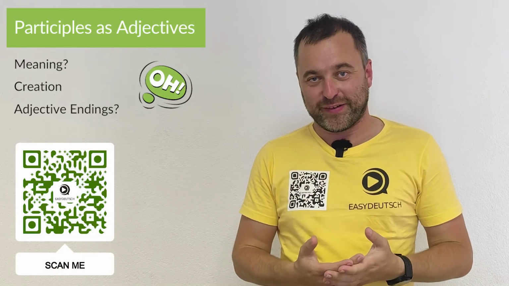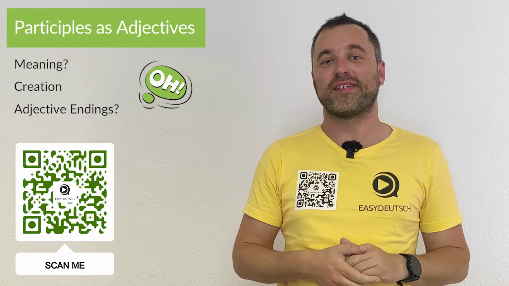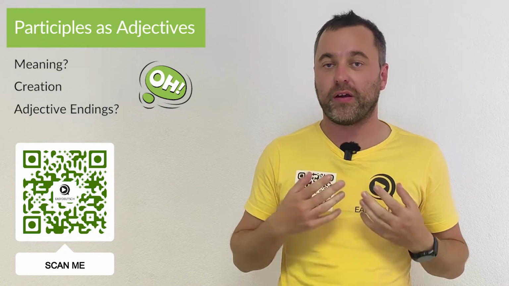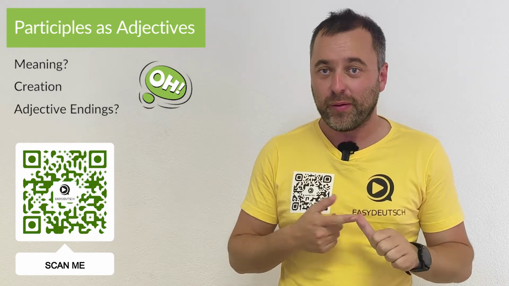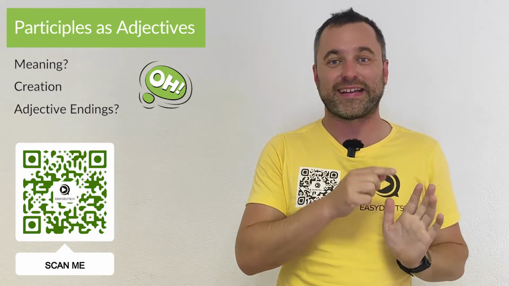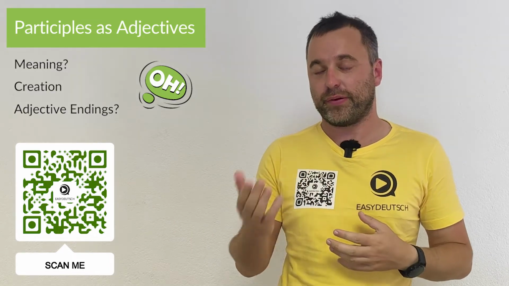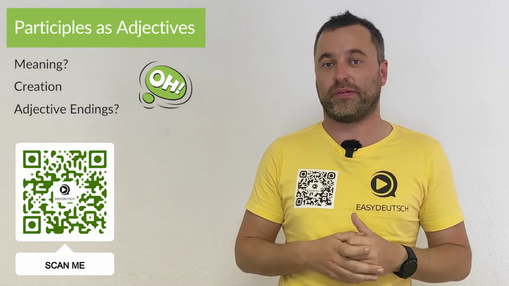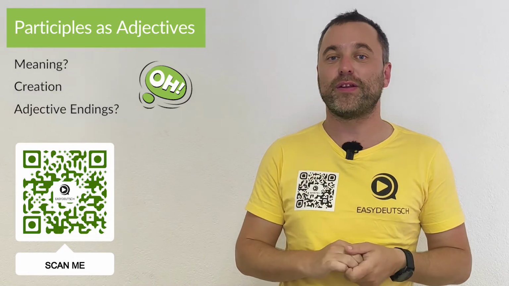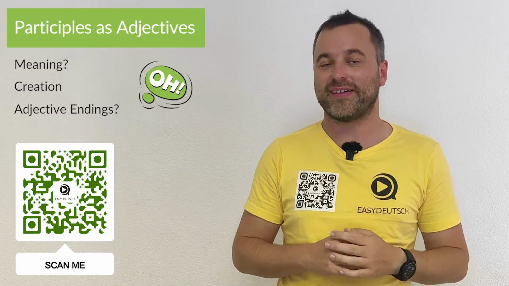Participles as adjectives in German grammar, so Partizipien als Adjektive. In today's video, I will explain to you when and how you use participles as adjectives. Participles, remember, that's for example the version with ge in front, gelaufen or gerannt. That's the perfect participle. Or you have the present participle like laufend, rennend. And in today's video, I will explain everything you have to know about Partizipien als Adjektive.